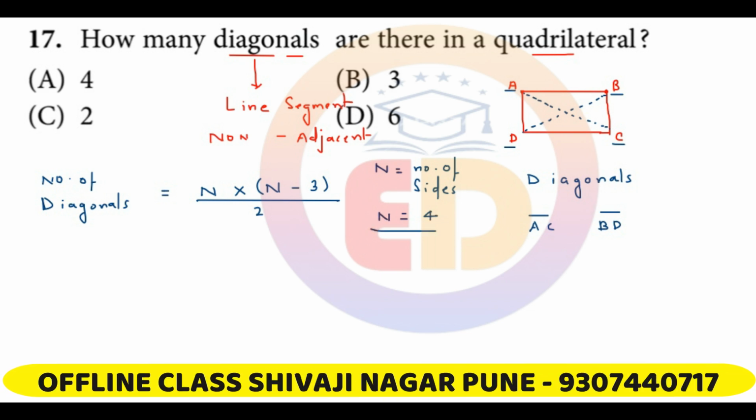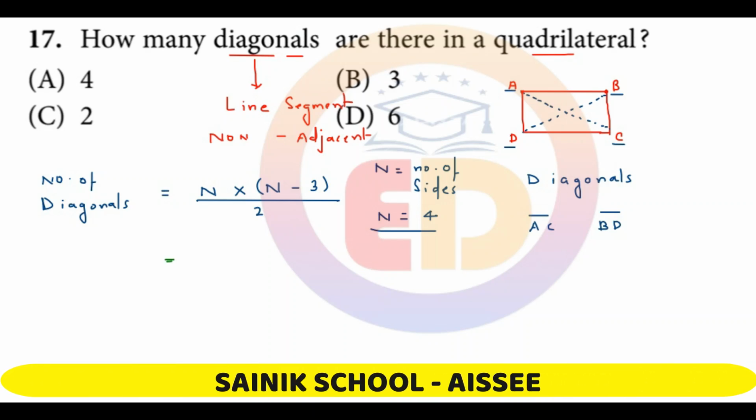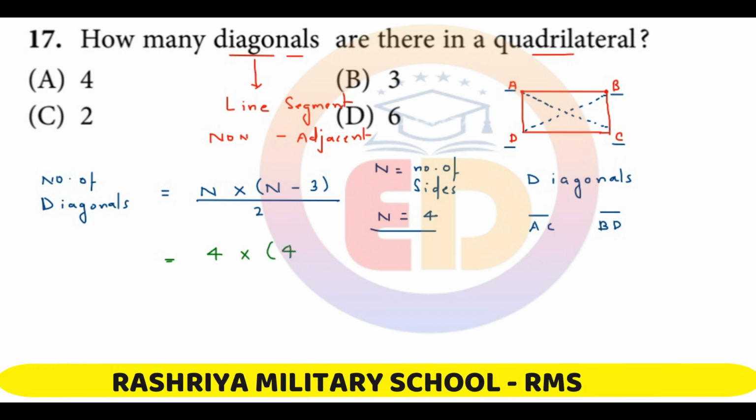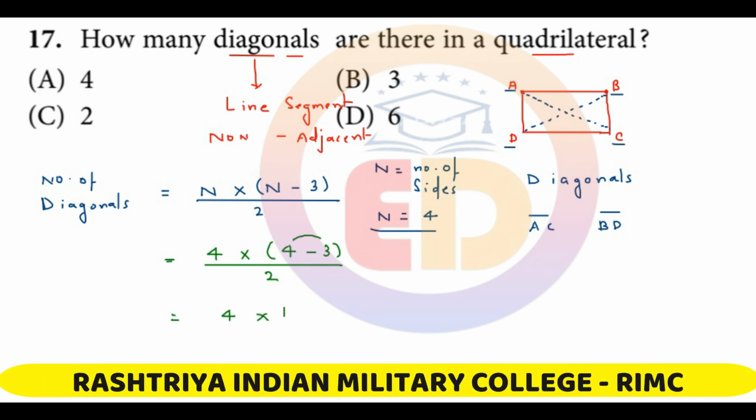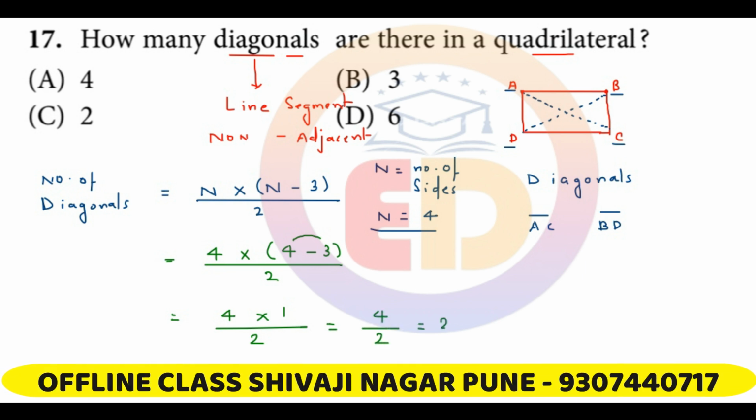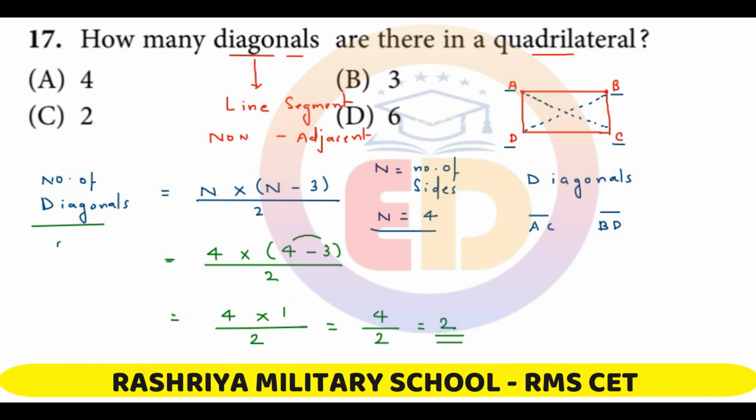Now let us substitute the value of n and find out the diagonals. It will be 4 multiplied by, again n will be 4, minus 3 upon 2. We solve the bracket first, so 4 minus 3 will be 1. It will become 4 multiplied by 1 upon 2. 4 multiplied by 1 is 4 and 4 divided by 2 will be 2. So number of diagonals which I get in quadrilateral will be 2.